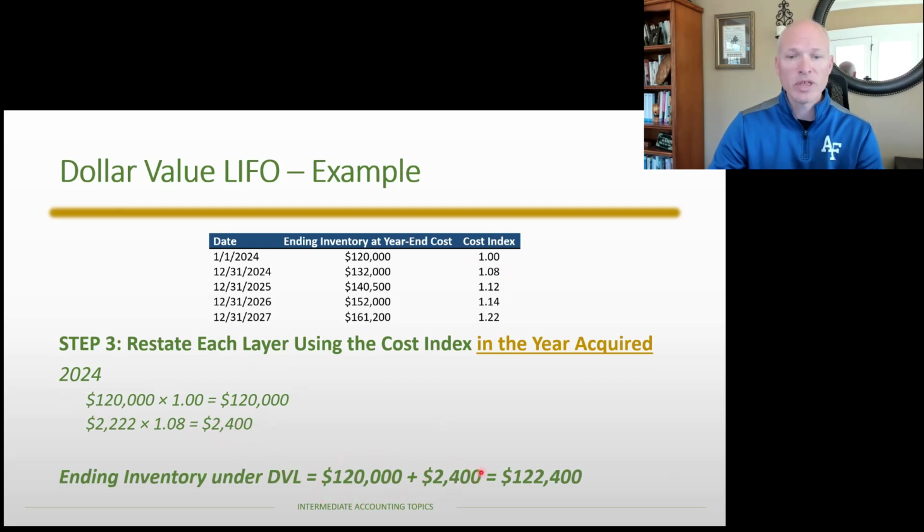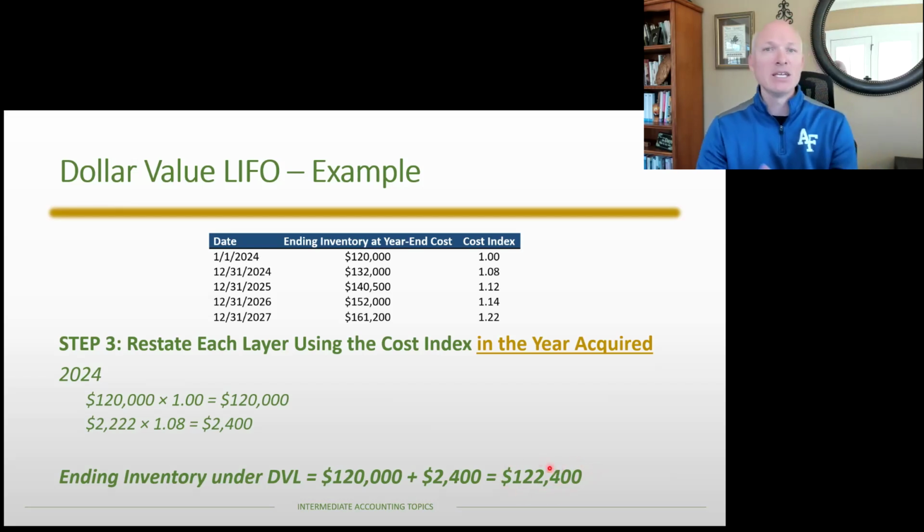And so when we report our ending inventory under dollar value LIFO, we would take the base year costs and the 2024 layer acquisition costs, and we add them together. This is what we would report: $122,400 as our ending inventory under dollar value LIFO. We would then use that amount to back into cost of goods sold, sort of like a periodic approach.